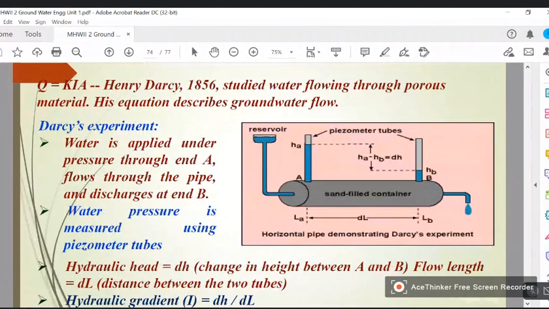Hydraulic, I don't know whether it is there or not. One minute.